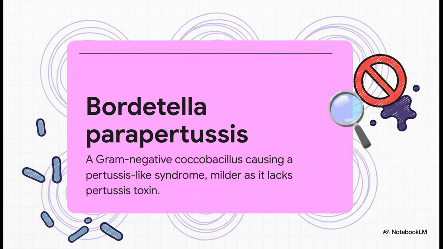So let's get a formal definition on the table. Bordetella parapertussis is a gram-negative coccobacillus, a short, rod-shaped bacterium, and it causes this pertussis-like syndrome. The really crucial difference, though, is that the disease is usually milder, and the key reason for that, from a microbiology perspective, is that it doesn't produce an active pertussis toxin.